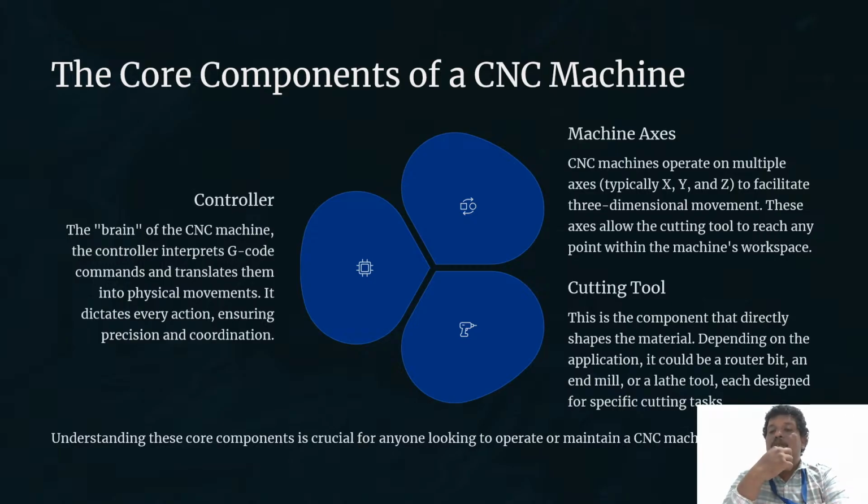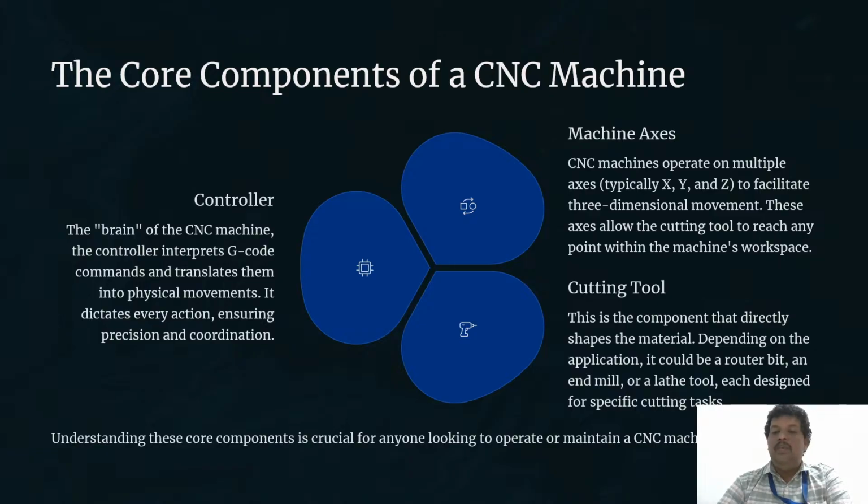These axes allow the cutting tool to reach any point within the machine's workspace. Whatever the machine bed size or operational size is, with the movement of these three axes, we move the work. Normal machines have only 3 axes, but we also have some 5-axis machines. These 5-axis machines have 2 more axes which enable rotation, making the work easier and enabling us to do more complex work.